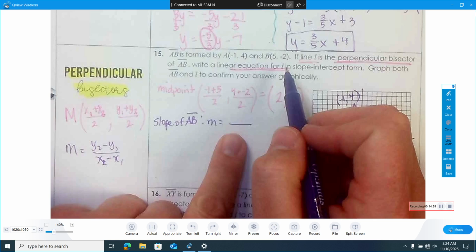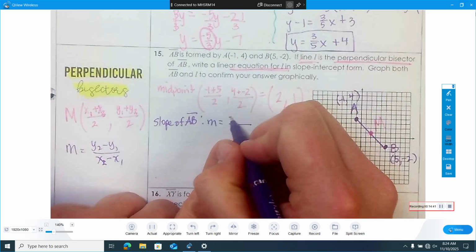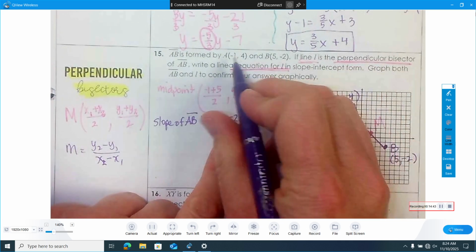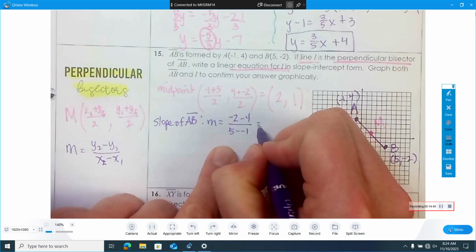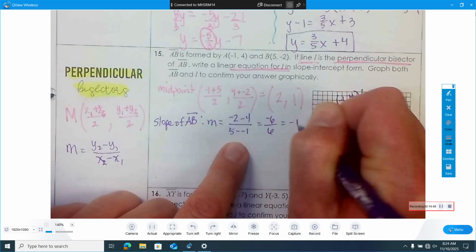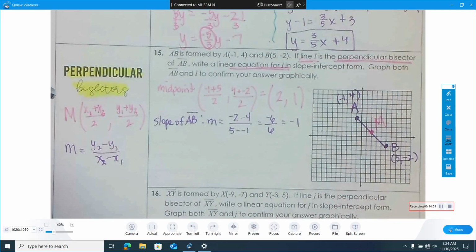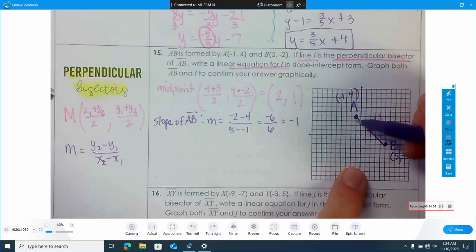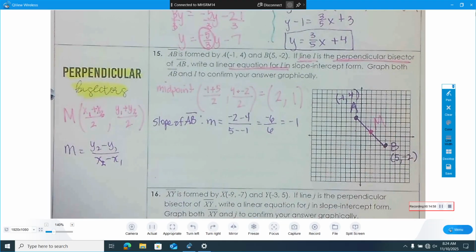So let's see, y2 minus y1. So -2 minus 4 over 5 minus a -1. So I get -6 over 6, which is a slope of -1, which, hey, confirms my 1, 2, 3 over 3, down 3 over 3, down 3 over 3, right? So now I just double checked myself. Hey, okay, so the slope of AB.